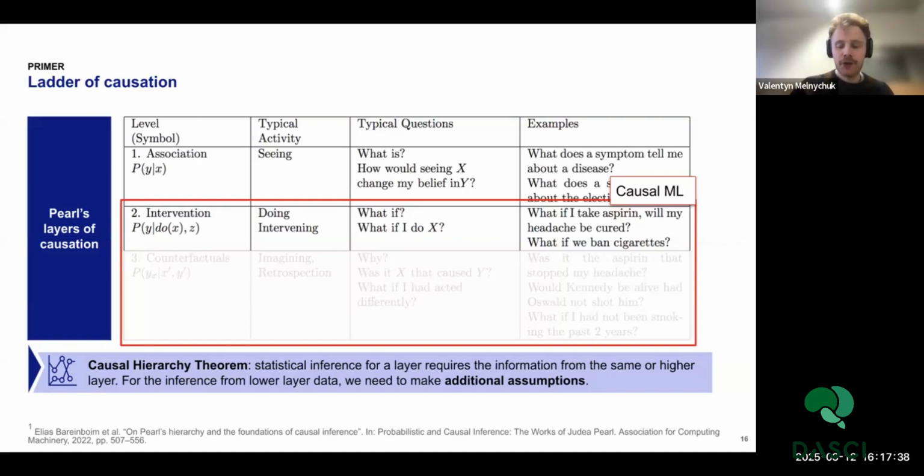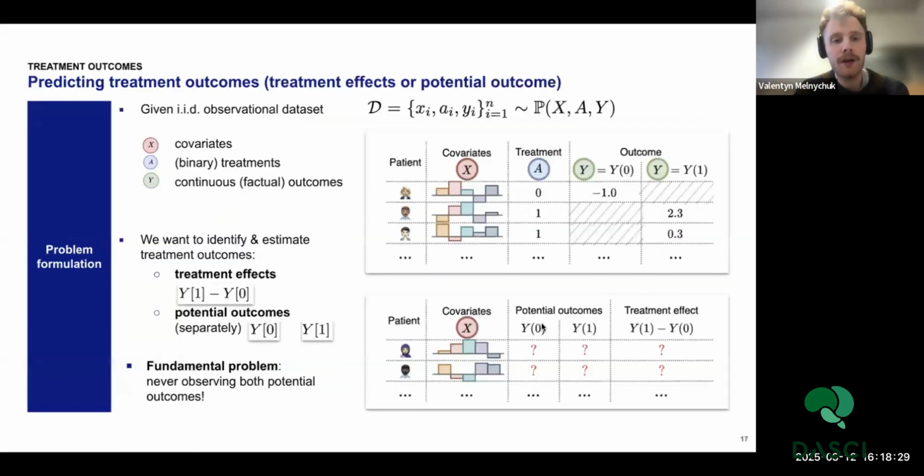And unfortunately, as you see below, we have the causal hierarchy theorem saying that we can only do statistical inference from the data of the same layer or higher. So if you want to do causal machine learning and we only have observational data, we need to make additional assumptions. That's a little bit unfortunate for AutoML people, or when we want some automatic machine learning model telling us what sort of drug is effective or not, just from observational data. I will talk about those assumptions very briefly.